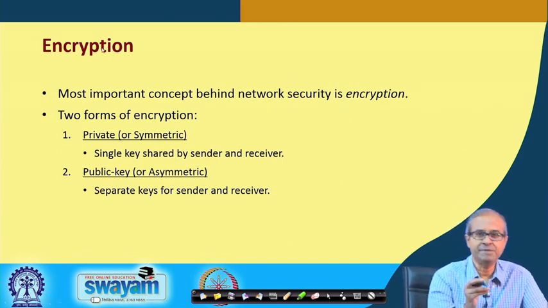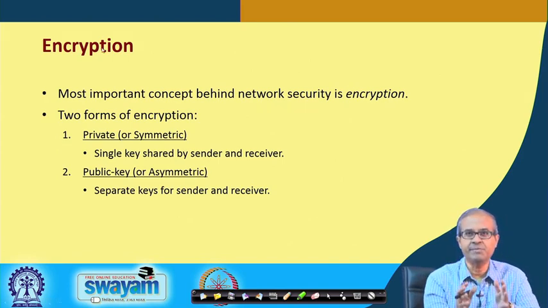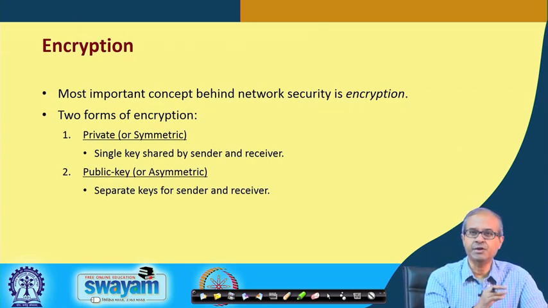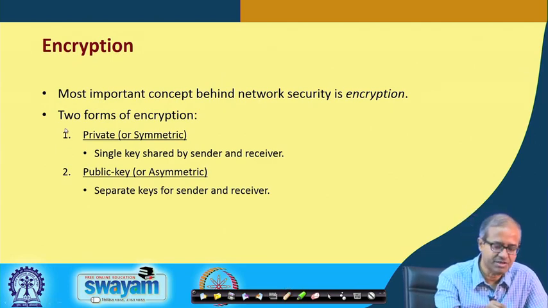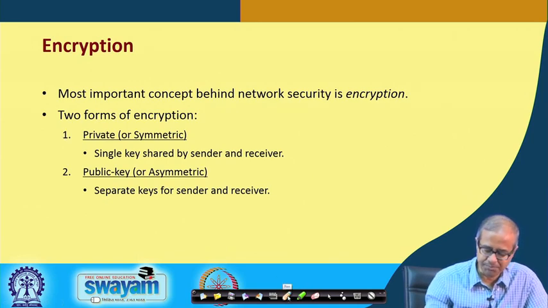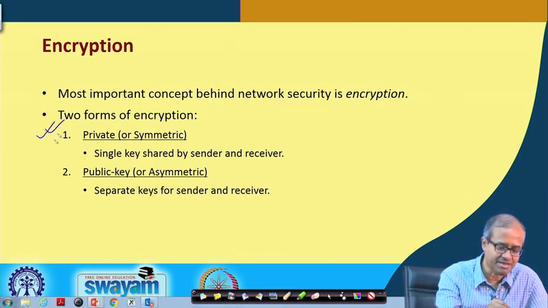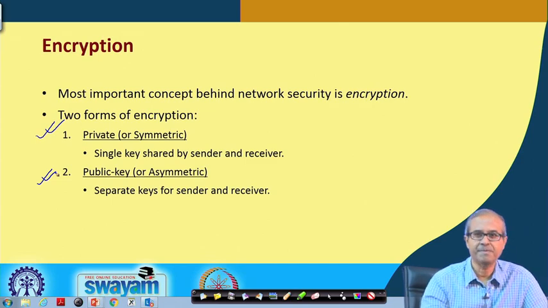Now, encryption and decryption are the most important cryptographic primitives, or tools, that provide many of these security services. Broadly speaking, there are two kinds of encryption decryption schemes that are available. We will be talking about these methods. One is called private key, the other is called public key.